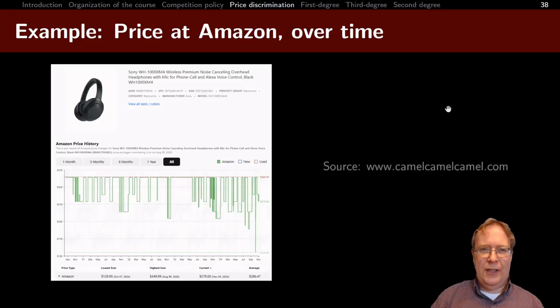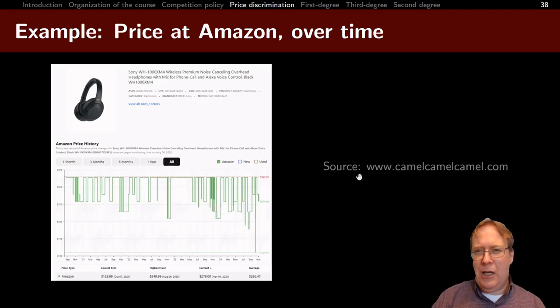So here's also an interesting example. If you would go to Amazon, to buy the exact same product, in this case, a Sony WH-1000XM4 wireless headphones with noise canceling, those prices also fluctuate pretty much from one day to the other.